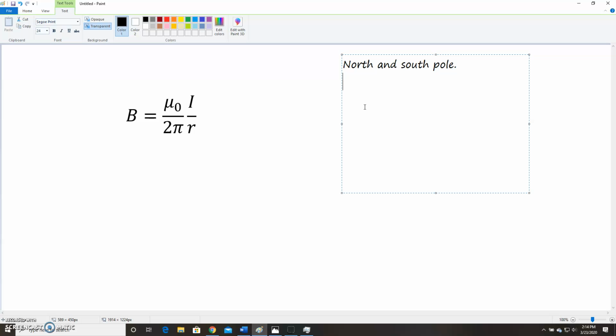The other thing about the direction of the field lines, the field lines leave the north pole and enter the south pole of the magnet.